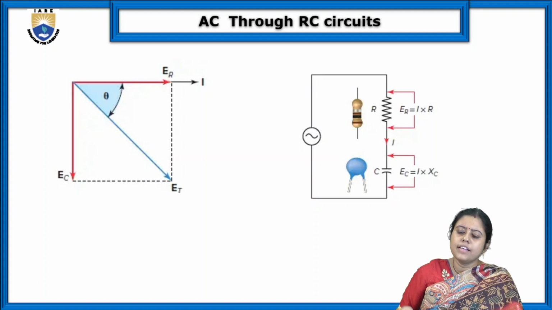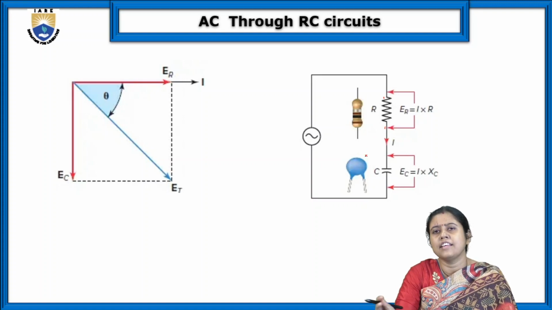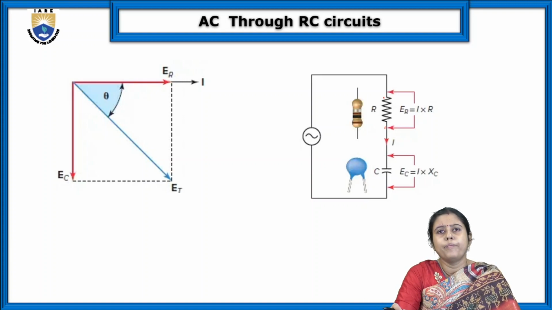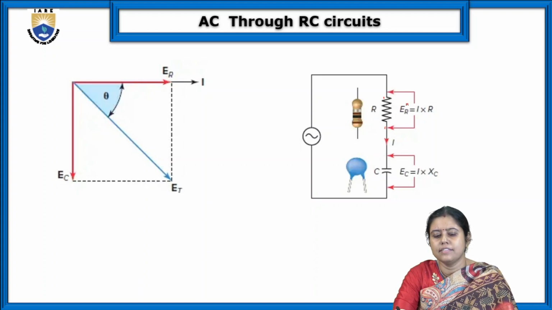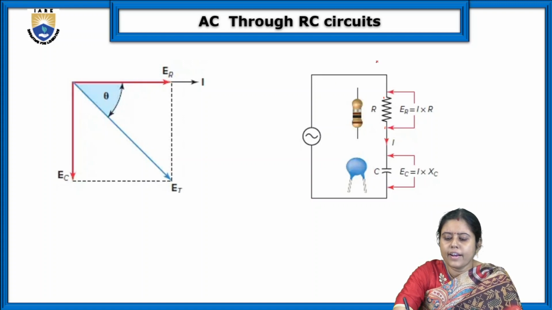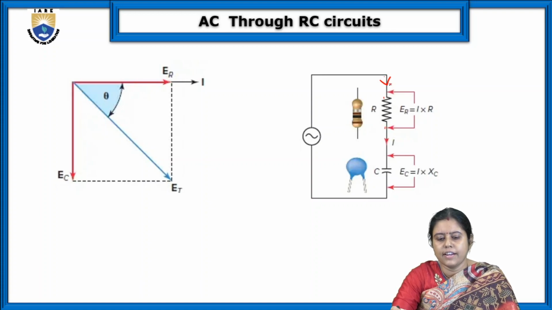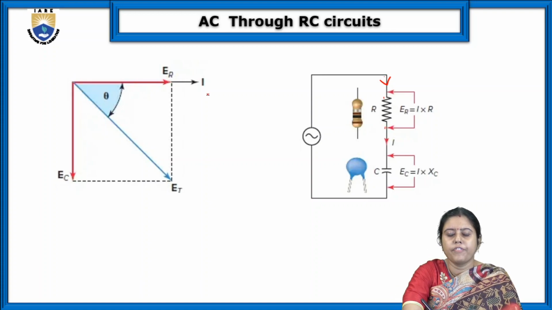So you can see here, this is an RC circuit, this is the R and this is the capacitor. In the practical case, if we want to do it on the breadboard, we will connect the resistor and capacitor in series. So what will happen? When current flows through this, there will be some voltage drop across the resistor. So this is the direction of current.